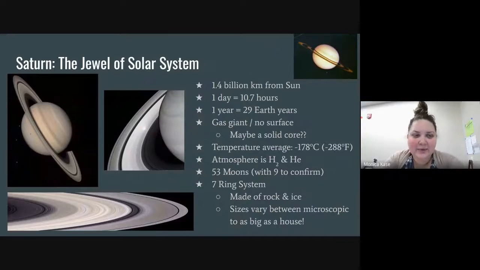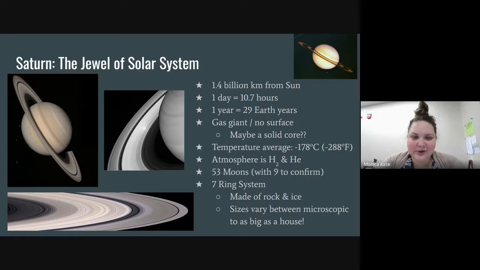All right, and we have Saturn. Saturn's 1 day is equal to 10.7 hours, but it takes 29 Earth years to make 1 year there. So that amount of time to rotate around the sun there. The temperature here again is very cold, negative 280 degrees. It has 53 moons, so lots and lots of moons there. And it has a 7-ring system.